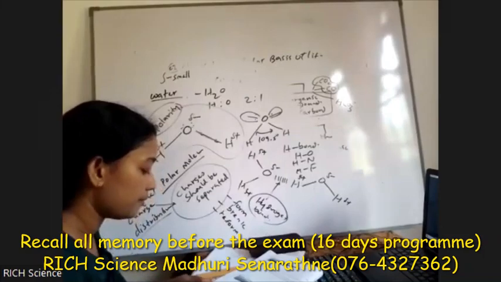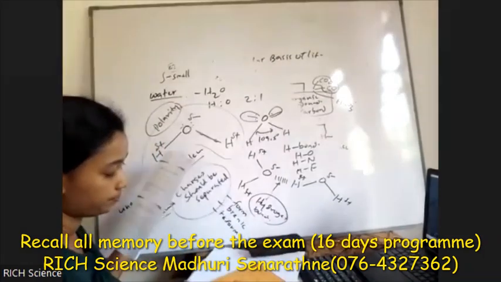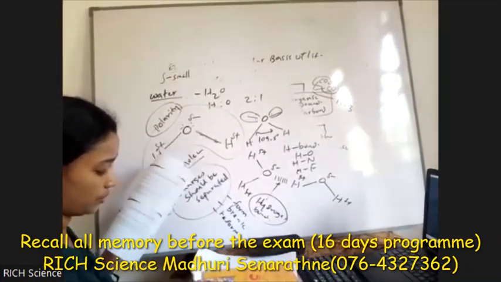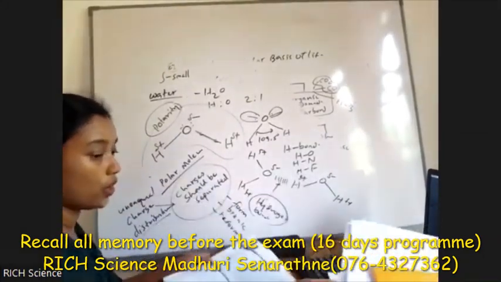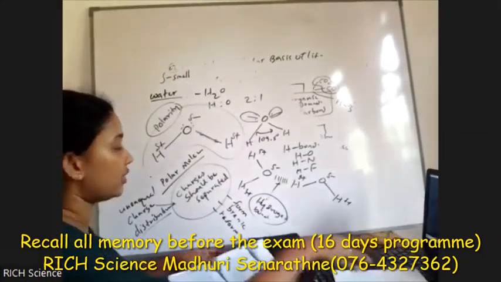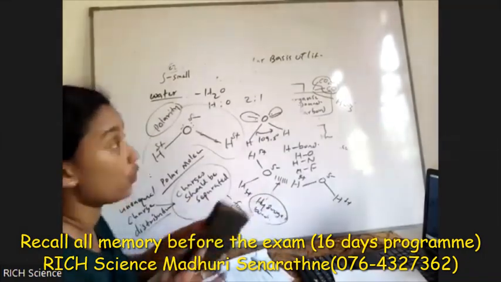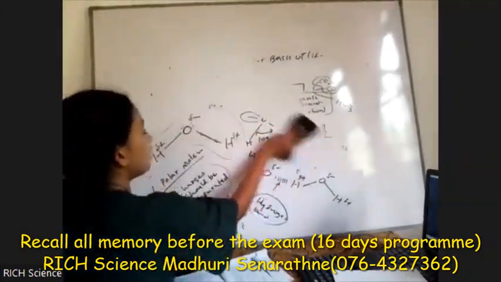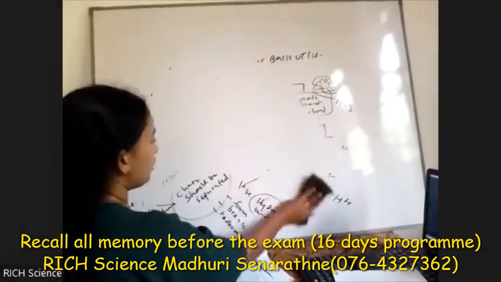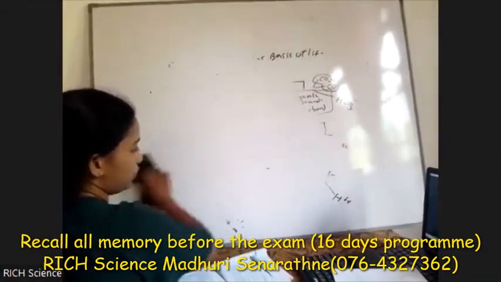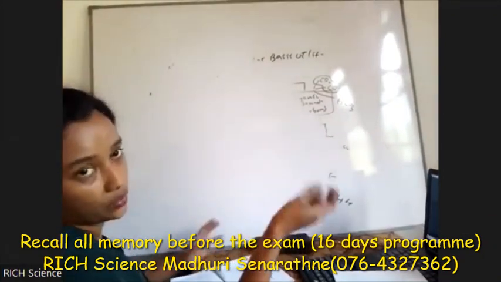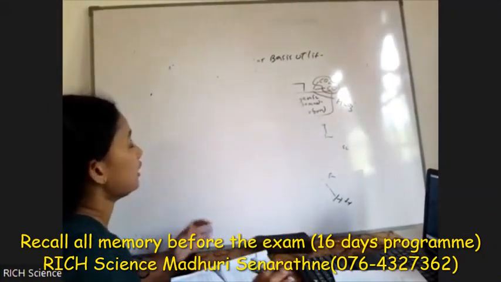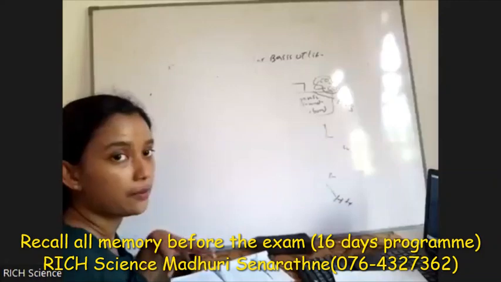So what are the major properties of water? First one is cohesive behavior. For all properties of water, hydrogen bonds are highly involved. A hydrogen bond is a type of intermolecular interaction between one molecule and another molecule. So here the intermolecular interaction type is hydrogen bond.